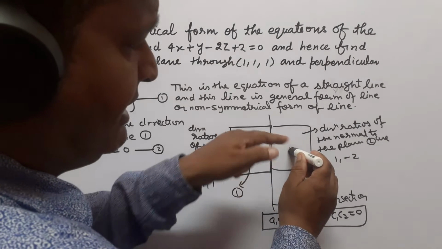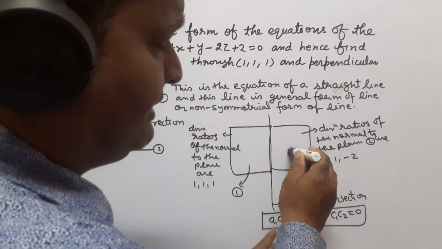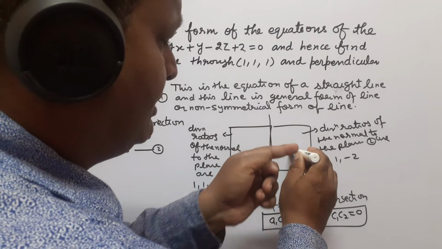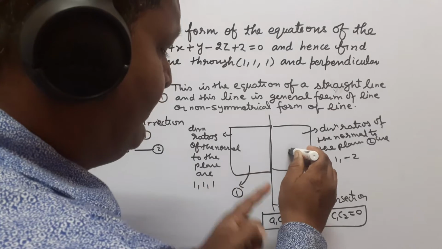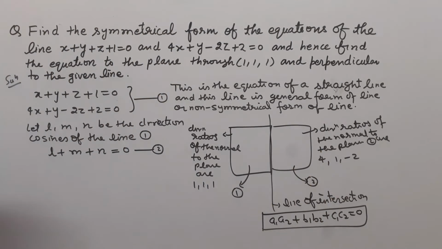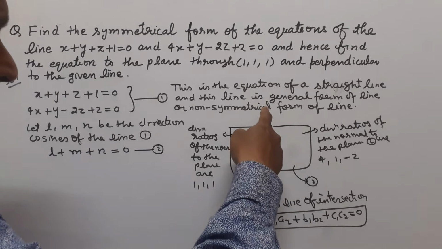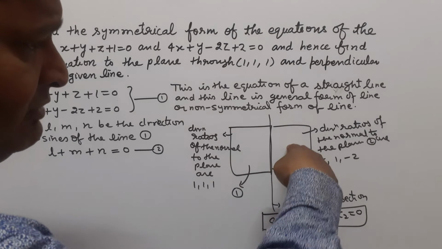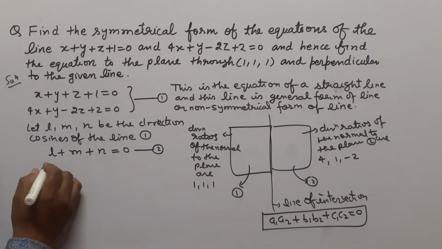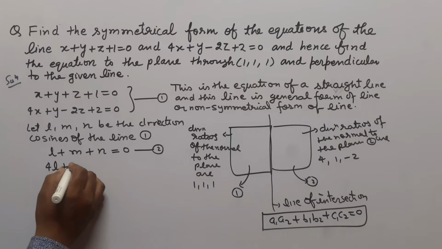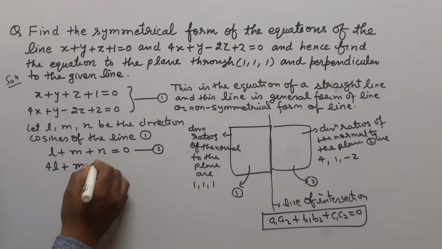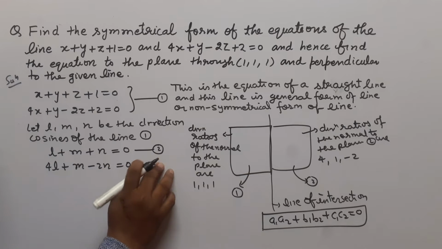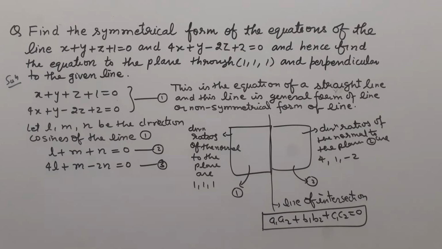Similarly, this is the normal of the second plane, and this is the line of intersection, which is perpendicular to the normal to this plane. So we again use the condition of perpendicularity. The direction cosines of the line of intersection are L, M, N, and the direction ratios of the normal to this plane are 4, 1, minus 2. So we multiply 4 by L plus 1 by M plus minus 2 by N. We get the equation 4L plus M minus 2N equal to 0.